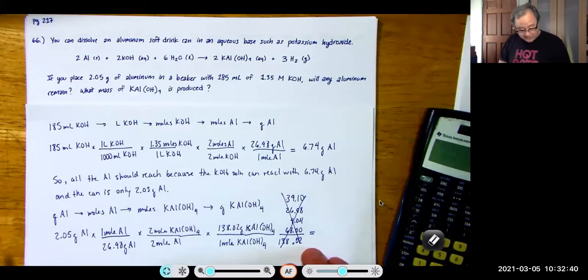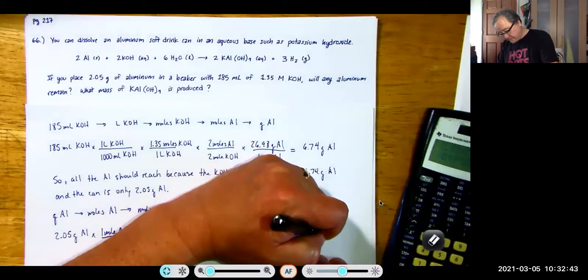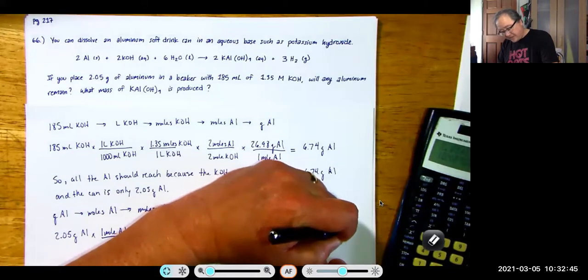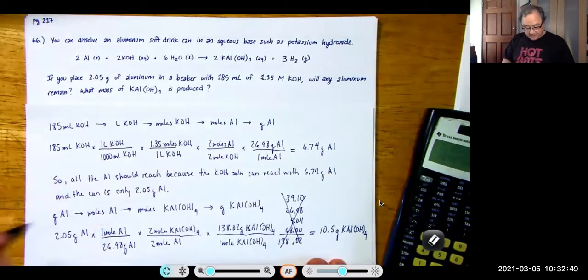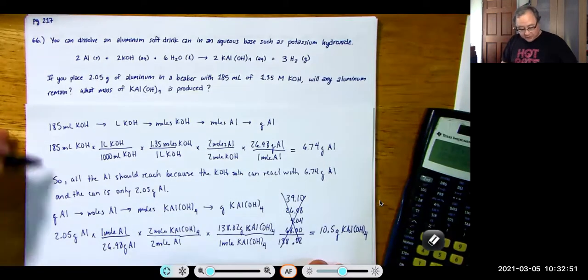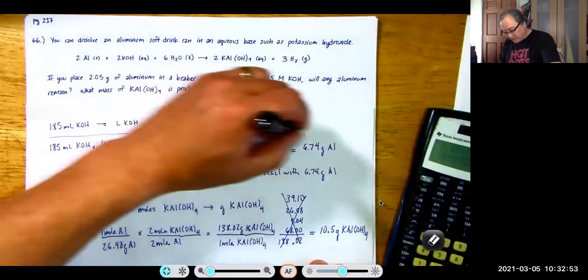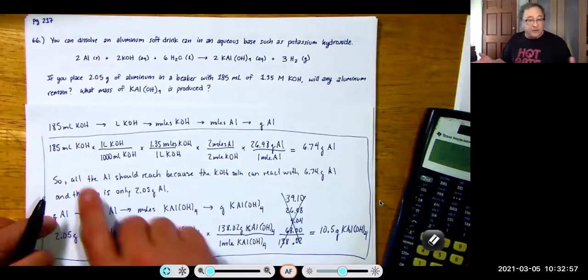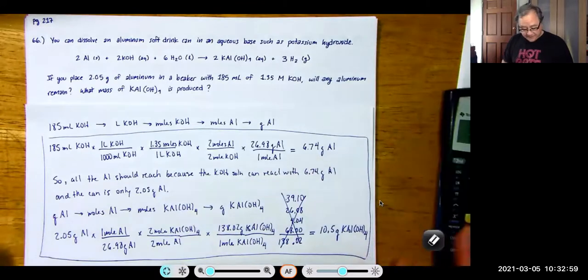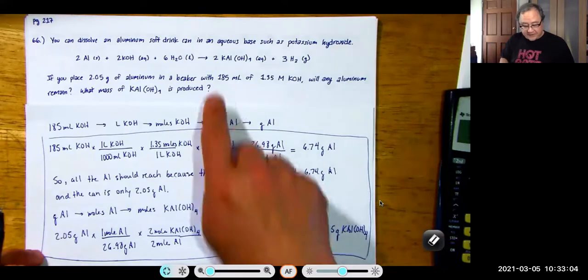And I get 10.5 of potassium aluminum hydroxide. So you would need to show pretty much all of this for an answer like this on the exam. You need to show how you figured out which reactant was limiting, and then you'd have to show how to figure out the mass that you would produce.